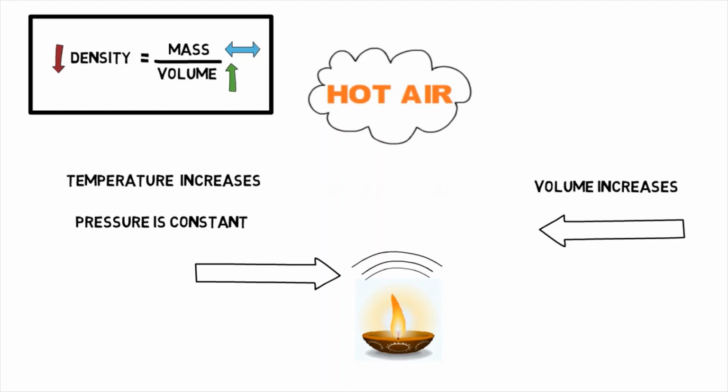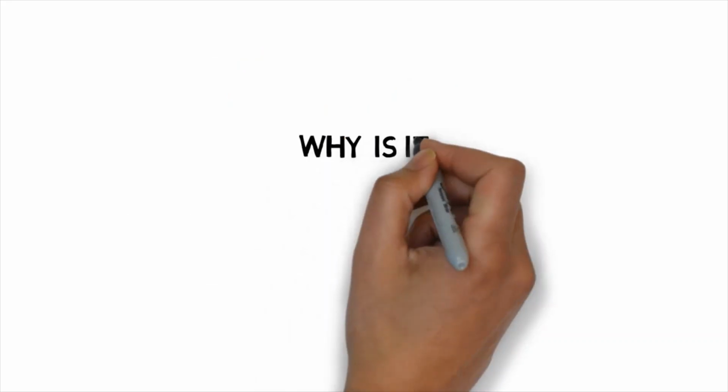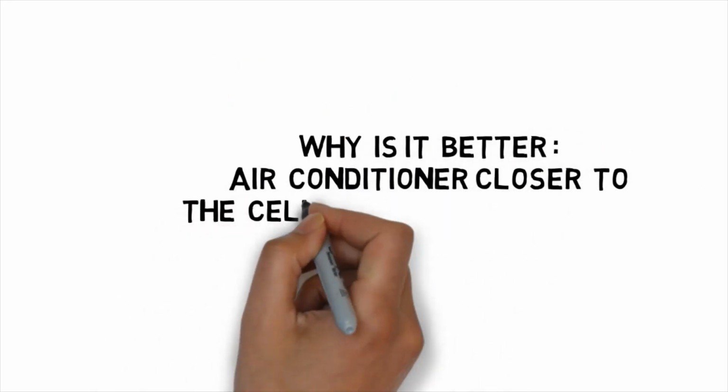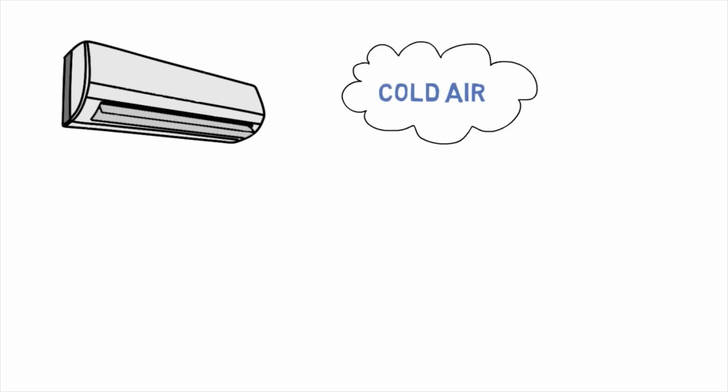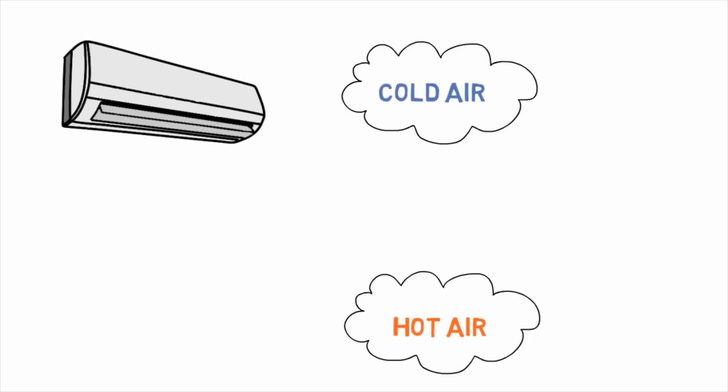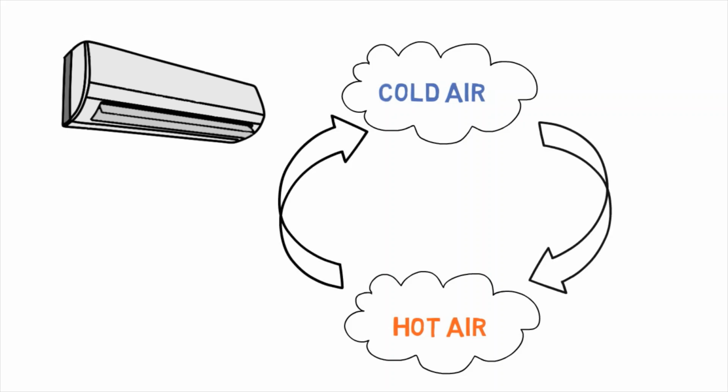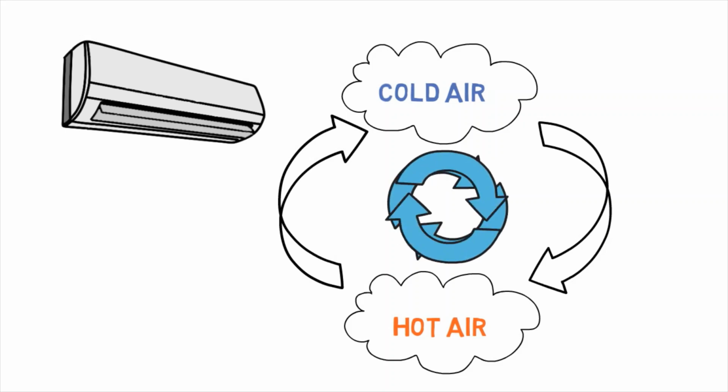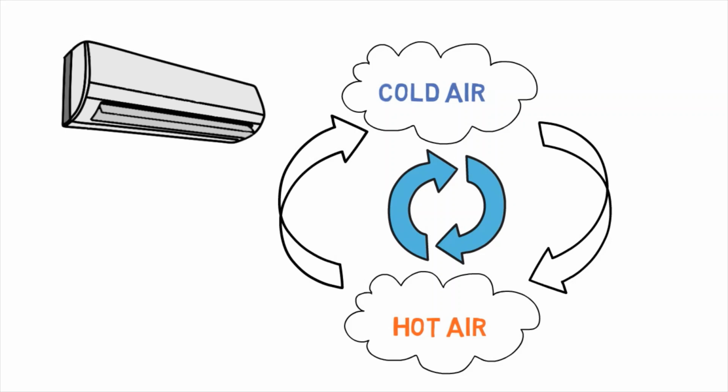Now that we have understood this, I have a question for you. Why is it better to have an air conditioner closer to the ceiling than to the floor? When the air conditioner is switched on, the air in front of it is cooled, but the air below the air conditioner remains hot in comparison to the air above it, which is cold. So as we learnt earlier that hot air rises up and cold air takes its place below, over here the hot air will move up and the cooled air will come down. And because this becomes a cycle which keeps on repeating, this cools the entire room.